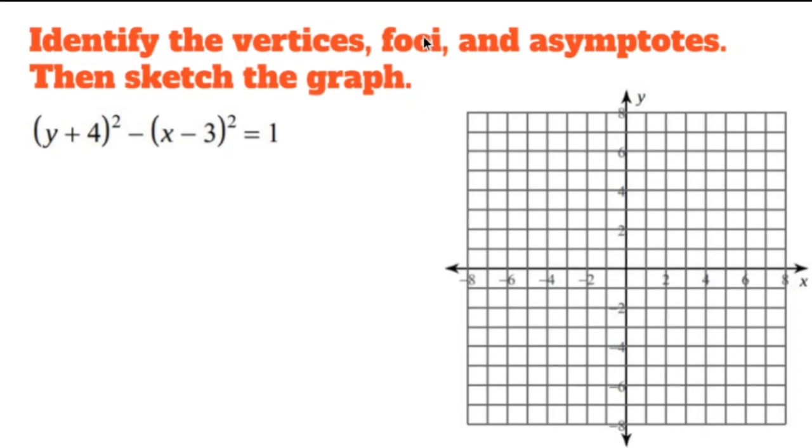Identify the vertices, foci, and asymptotes, and then sketch the graph. This is a hyperbola because we have a y something squared, an x something squared, a minus in between, and it equals 1. Usually hyperbolas look like that, and that's no hyperbole.